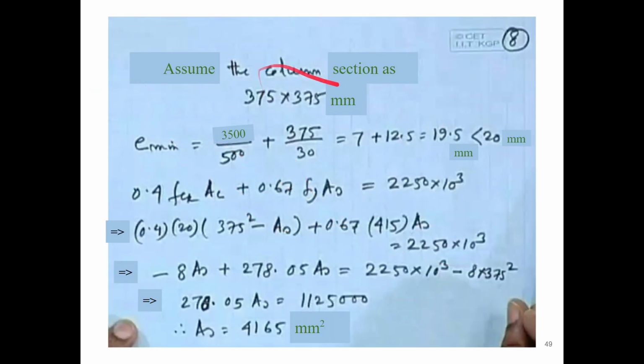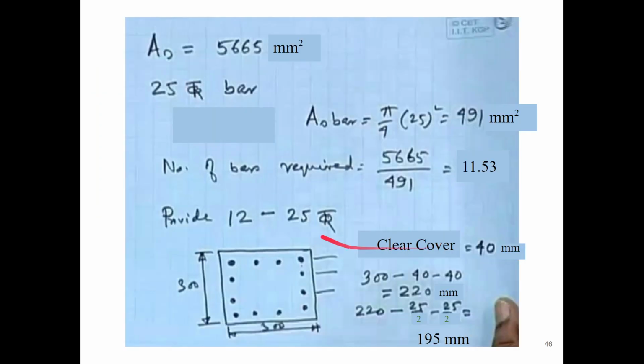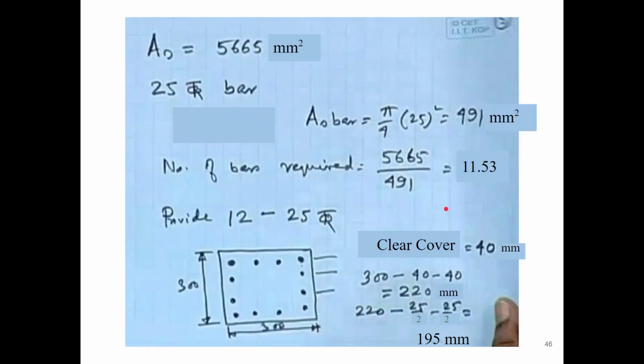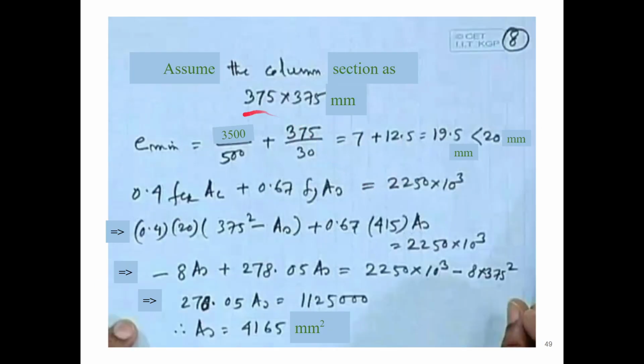So to achieve this, we assumed that we designed it initially for how much? I think it was 350, sorry, it was 300, right? So initially it was 300, so now let us go for 375. Assuming the column section is 375 by 375 mm, the e minimum value will be 3500 by 500 plus 375 by 30, that will be 19.5, which is less than 20 millimeters again, right? And using this equation we find the As value, which comes to be 4165 mm square.